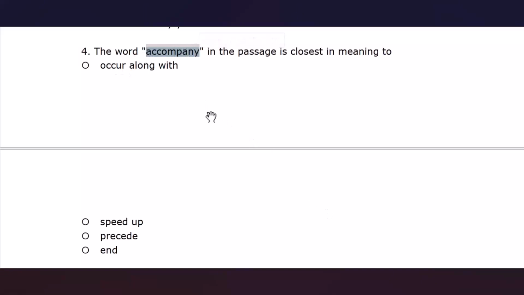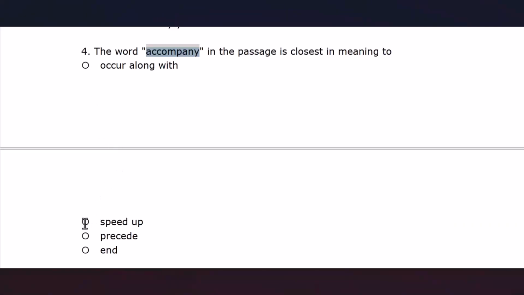Okay, so we try to answer this question. As I mentioned earlier, accompany means to give someone company, connection, touch, attending, and going along with. So, with this meaning, the first option is our answer.